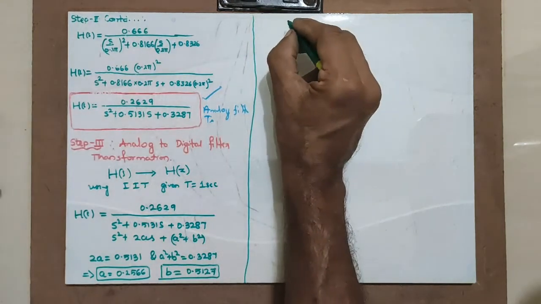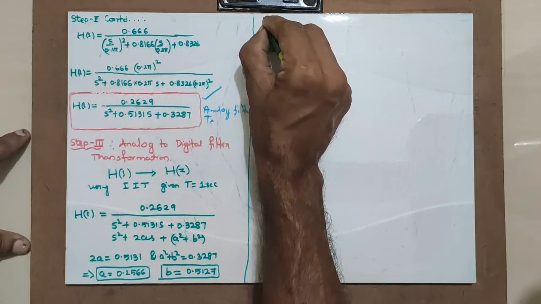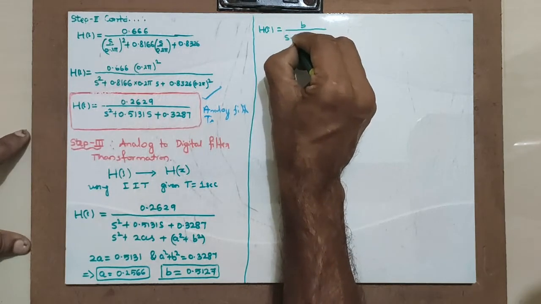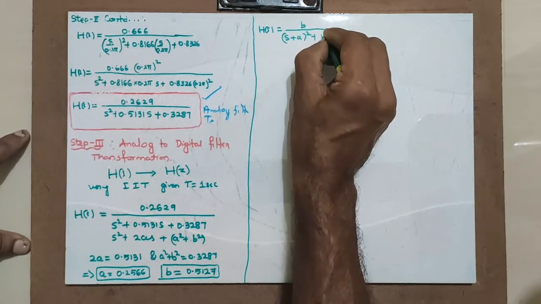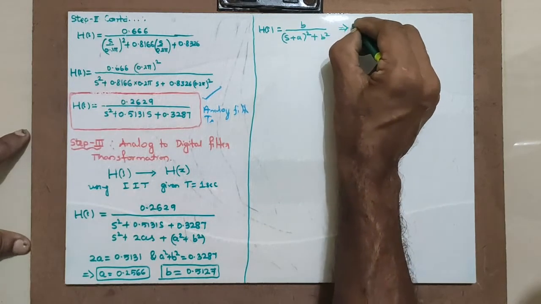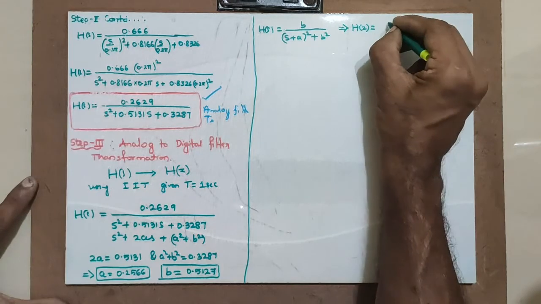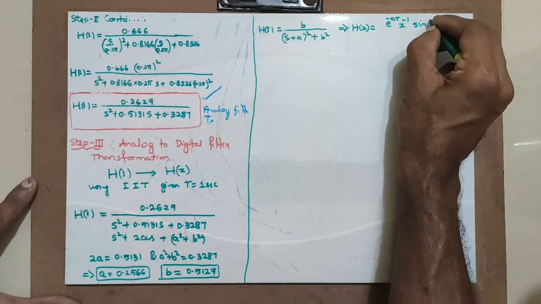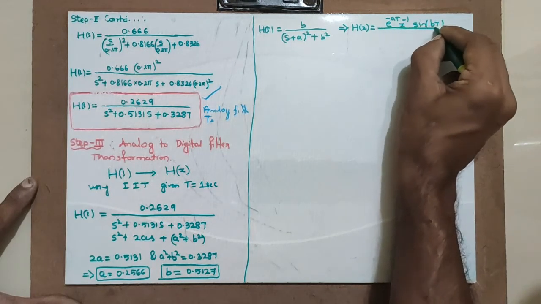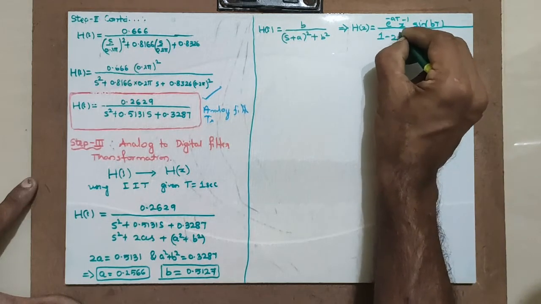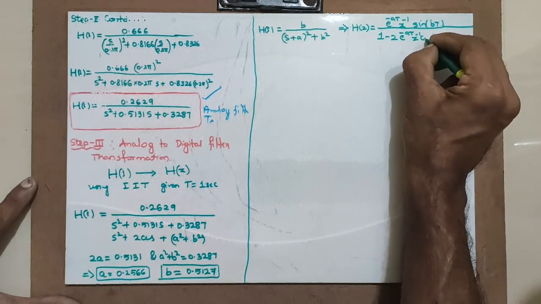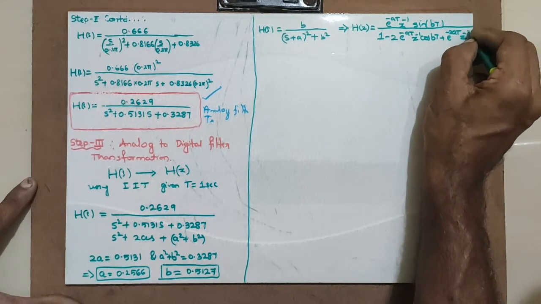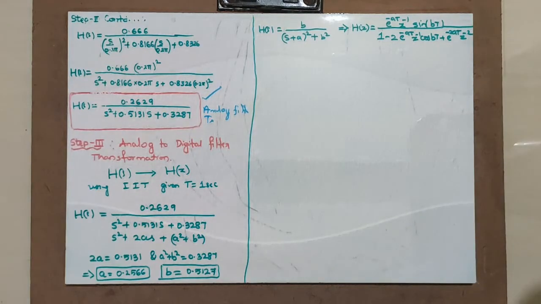Now you know that in impulse invariant transformation, H of s, suppose it is of the kind b divided by (s plus a) whole square plus b square, then this implies that H of z must be equal to e raised to minus aT z raised to minus 1 sin bT, whole divided by 1 minus 2 e raised to minus aT z raised to minus 1 cos bT plus e raised to minus 2aT z raised to minus 2. You have derived this equation also. This is a very important equation.